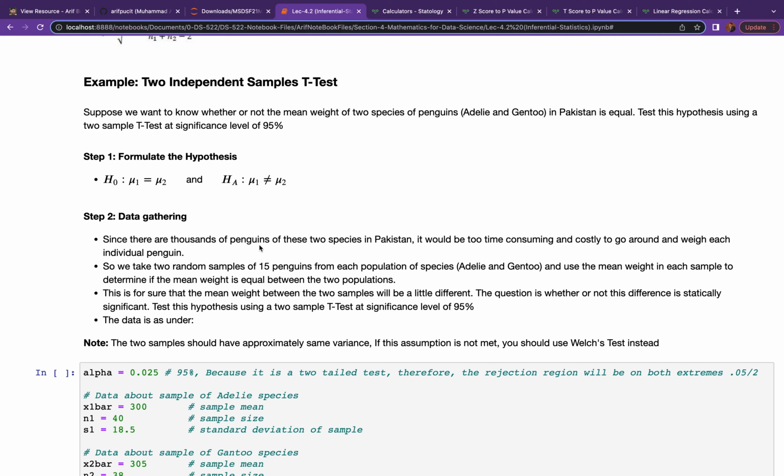Since there are thousands of penguins of these two species in Pakistan, it would be too time consuming and costly to go around and weigh each of the individual penguins of Adelie and Gentoo type. So we take two random samples of 15 penguins from each population and use the mean weight in each sample to determine if the mean weight is equal between the two populations. I hope this concept of two independent samples is making sense to you. In case of single sample, we have a single sample and we compare the mean of that sample with a reference mean. Over here we have two samples and they are independent.